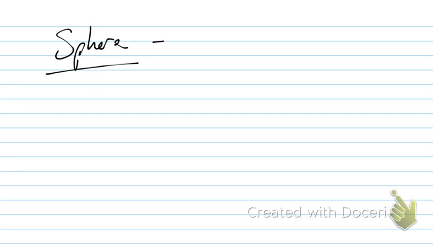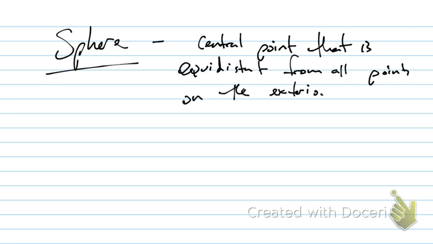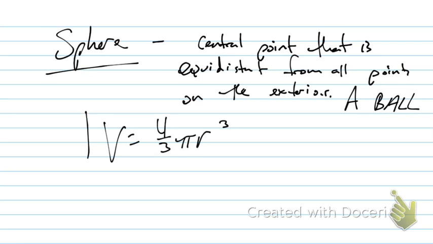Now, sphere gets a little funky. For where we're at, we've got to just remember, a sphere is technically a central point that is equidistant from all points on the exterior. You guys might like to think of it more as a ball, okay? But if there's a center point and there's a radius equidistant everywhere, no matter where you go, that's a sphere. And the volume of a sphere is 4/3 pi r cubed.